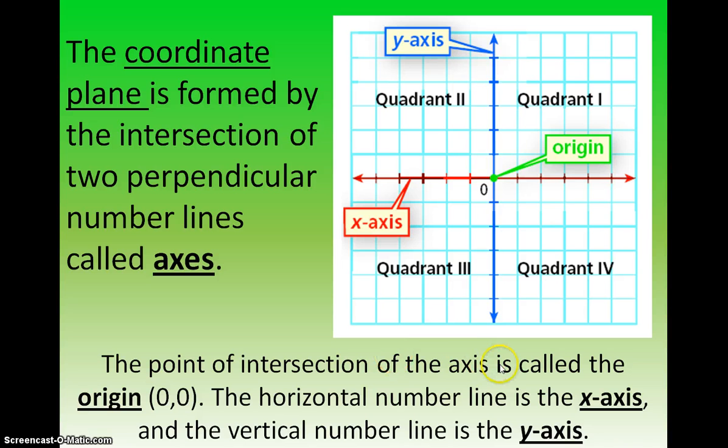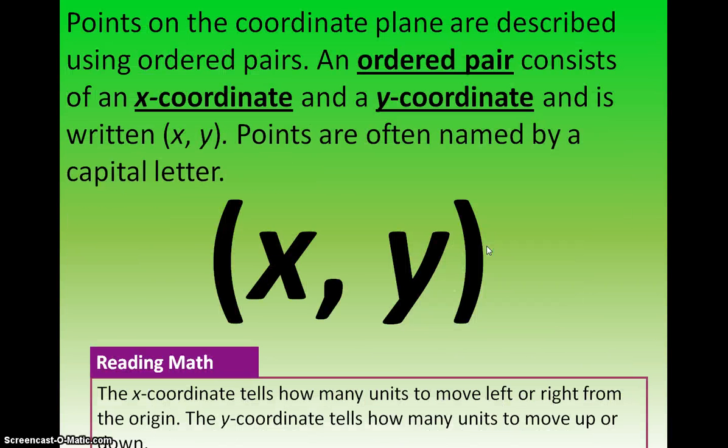The point of intersection of the axes is what we call the origin, as you know, which is 0, 0. If we are going to actually plot points, we would start at the origin and then go left or right first and then up or down based on whatever our coordinate point is. So our coordinate points are described by using what's called ordered pairs. An ordered pair consists of an x-coordinate and a y-coordinate and is written x comma y. So please remember again that the x-coordinate tells you how many units you move to the left or right, and the y-coordinate tells you how much you actually move up or down.